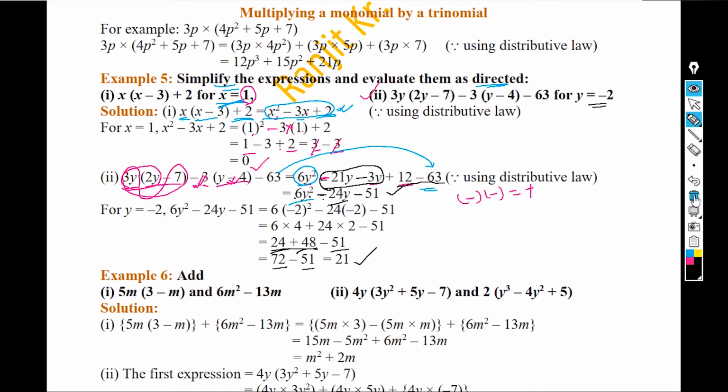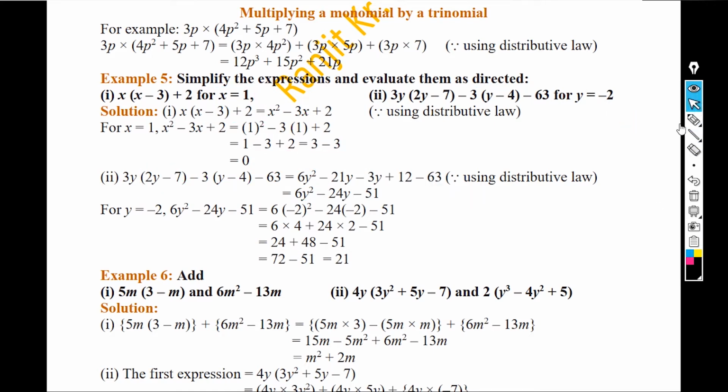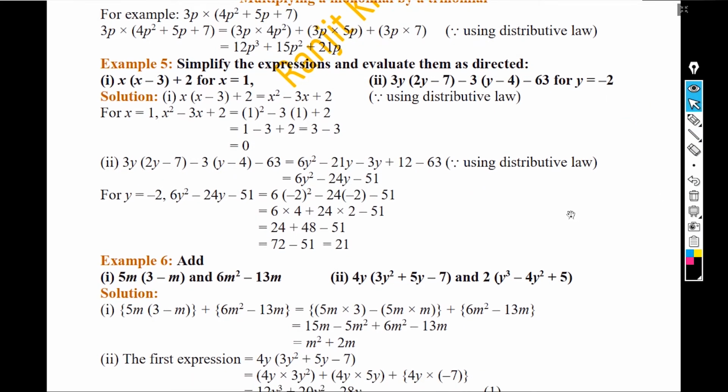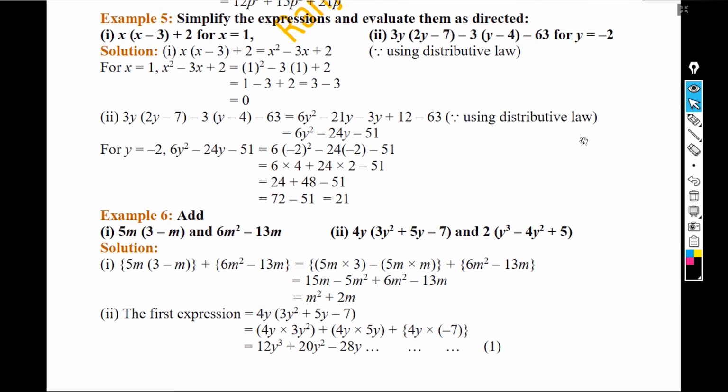Now students, it is very easy to solve, but these questions are important. Now let us solve this. You have to add. You have two expressions. First expression is this one, and second expression is this one. You have to add. Before addition, you have to find the product of monomial and binomial.